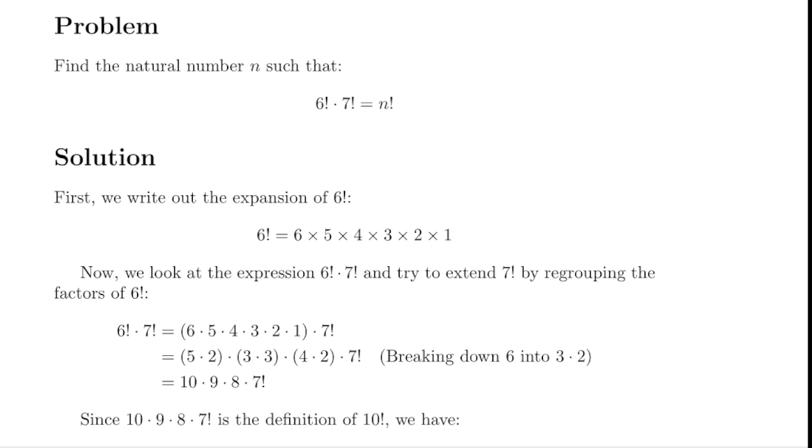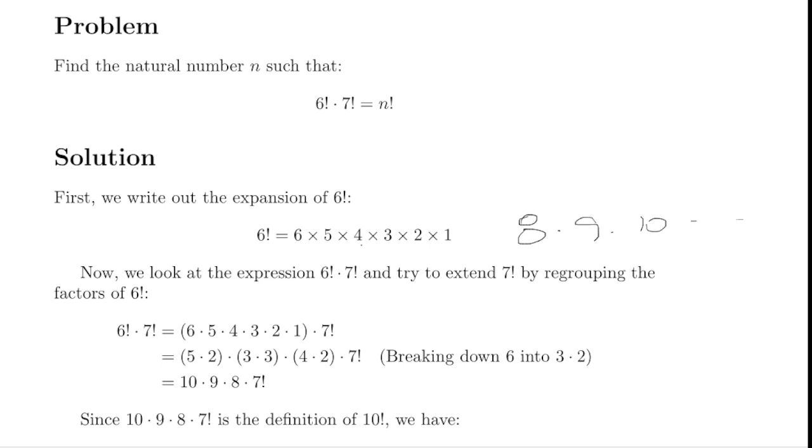In this video, we want to find the natural number n such that 6 factorial times 7 factorial equals n factorial. Let's rewrite 6 factorial as 6 times 5 times 4 times 3 times 2 times 1. We're going to leave 7 factorial the same, but the idea is, can we group the factors of 6 factorial so that we can get 8, 9, 10, etc. from it?